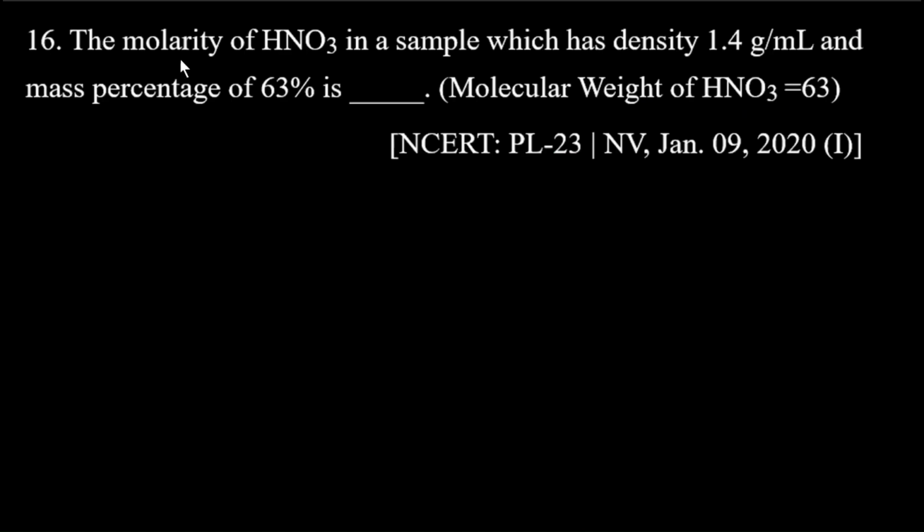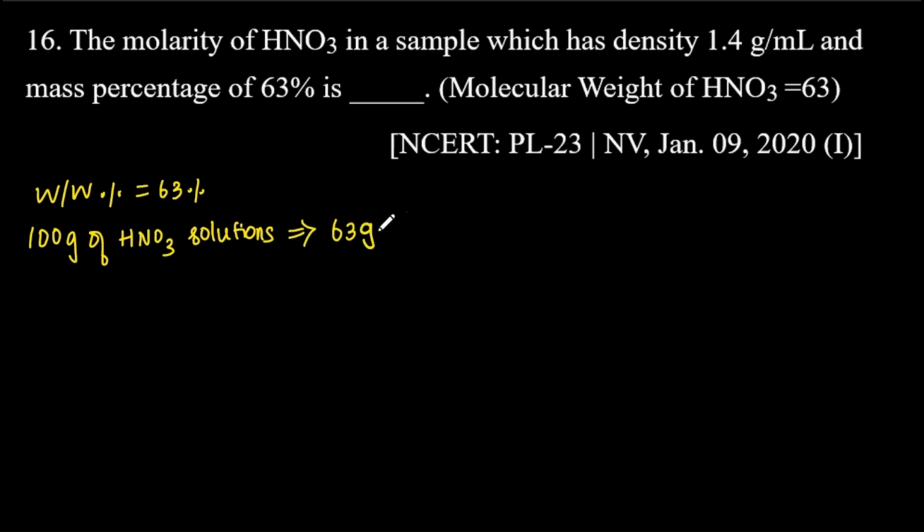The next question is, the molarity of HNO3 in a sample which has density 1.4 gram per milliliter and mass percentage of 63% is. In this question, mass percentage is given. Mass percentage of HNO3 solution is given as 63%. From this, we can write that 100 grams of HNO3 solution contains 63 grams of HNO3 by mass.